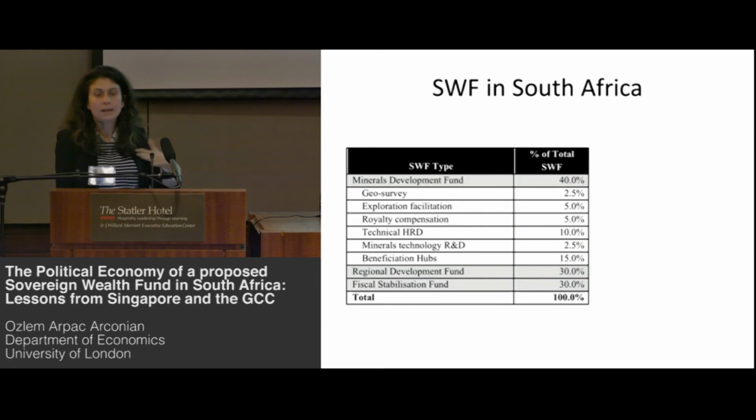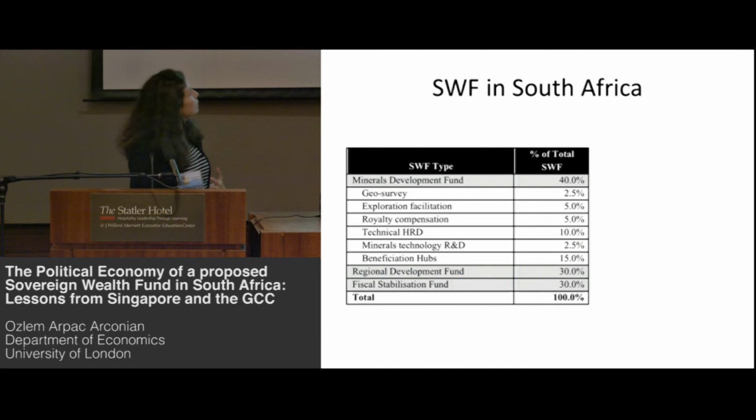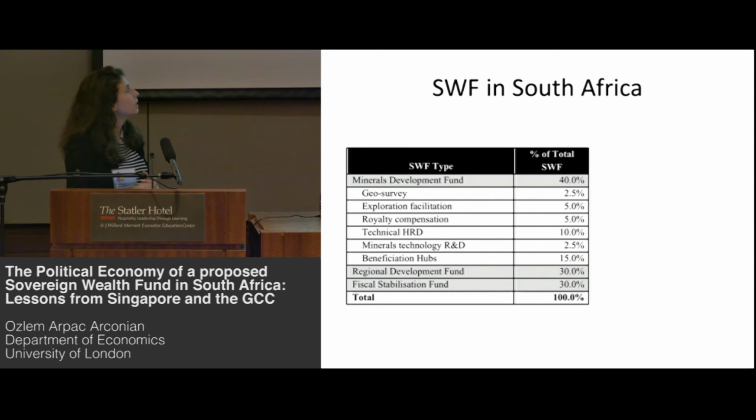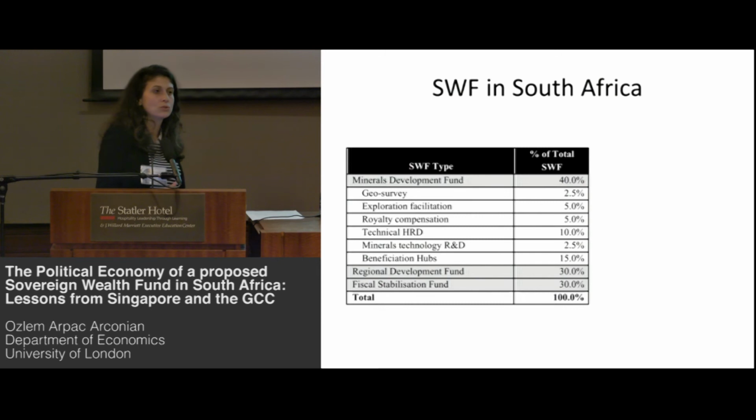So I'm going to show you how this setup played out in South Africa's sovereign wealth fund decision. First, I'm going to talk about what happened. The idea of a sovereign wealth fund has been on and off the agenda in South Africa for a while. It first came up in 2010, then it was discussed and put on the shelf, and then came back onto the agenda in 2012. Right now it has been canceled as of May 2013, and it's not back on the agenda.